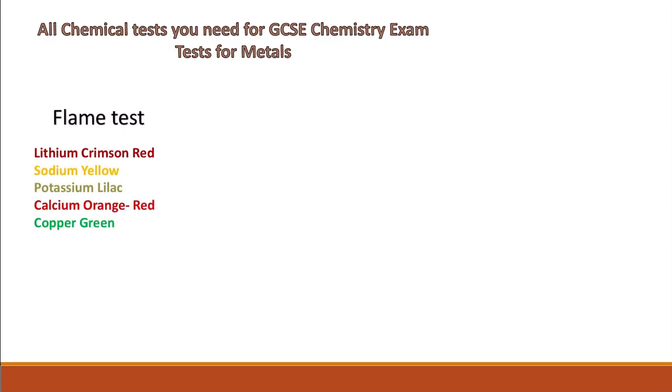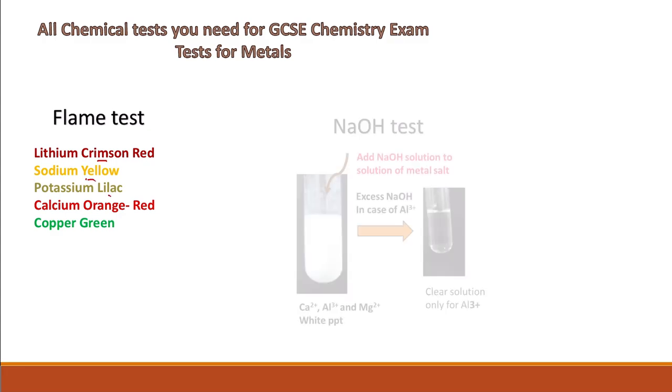Test for metals. First of all, the flame test. You should know and memorize the different colors for the different metals. So lithium will give you crimson red color for the flame. Sodium will give you yellow, potassium lilac, calcium orange red, and then copper green.